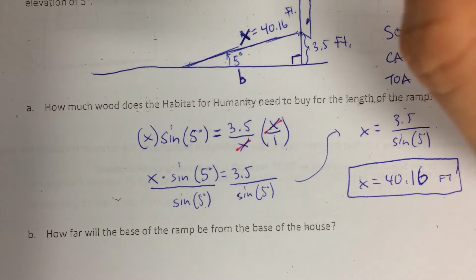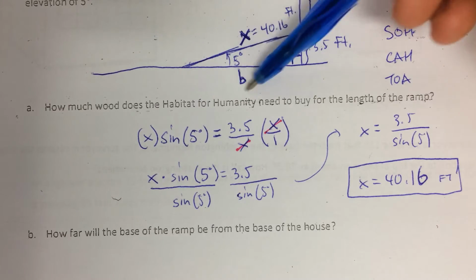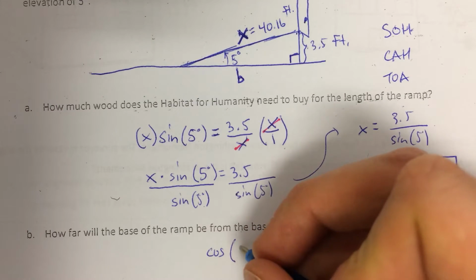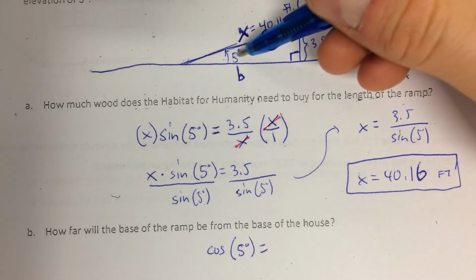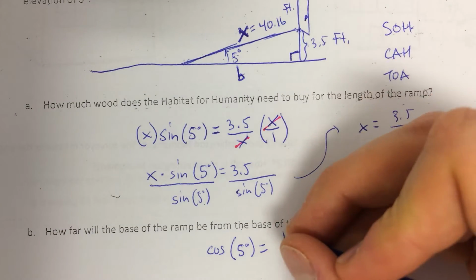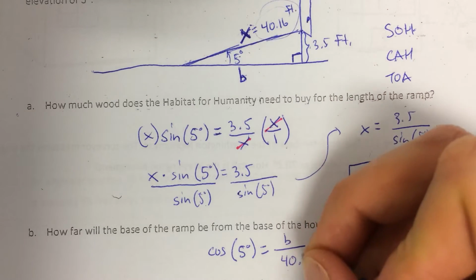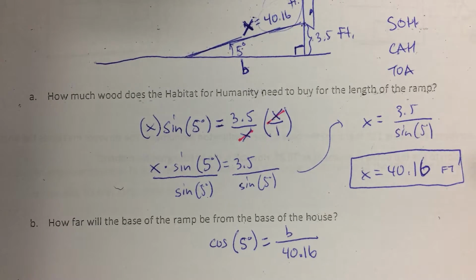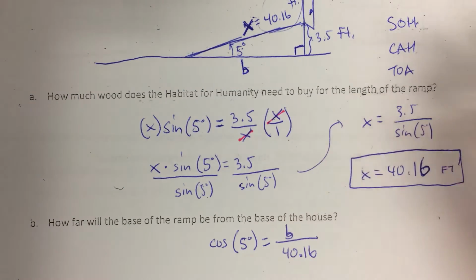I'm going to use cosine of 5. So I have the angle here, I'm trying to find the adjacent, and now I know the hypotenuse. So I'm going to say cosine of 5 degrees. Well, if I'm looking at cosine of 5 degrees, the adjacent side is b, and the hypotenuse is x, which we already know is 40.16. And so now we're solving this equation for b. It's b divided by 40.16.